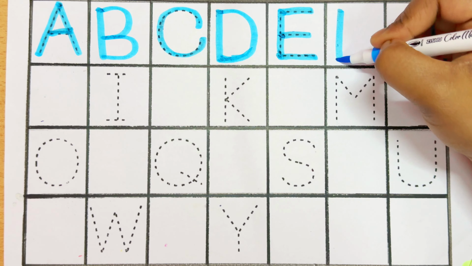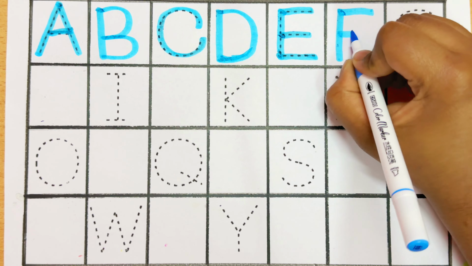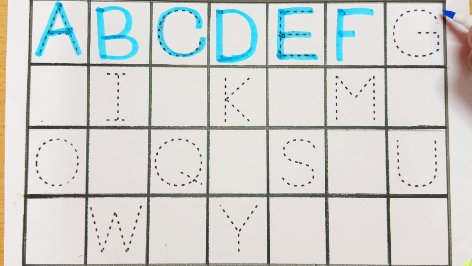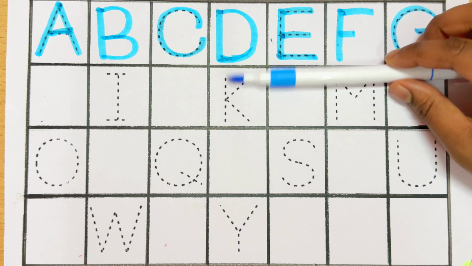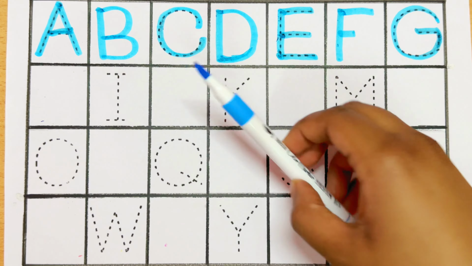elephant. F. F for feather. G. G for girls. Which color is this, kids? Sky blue color. Sky blue.